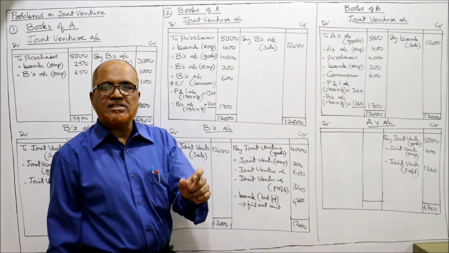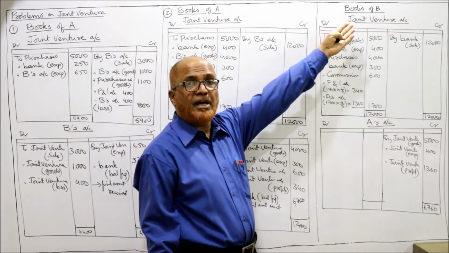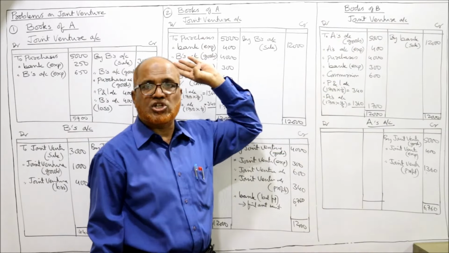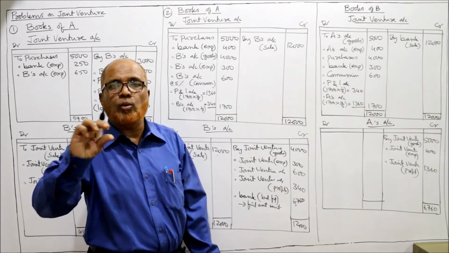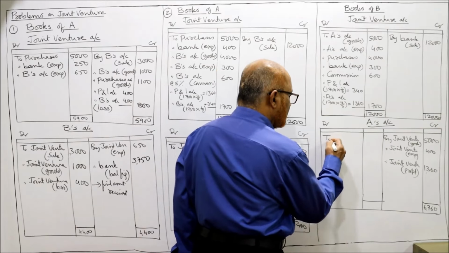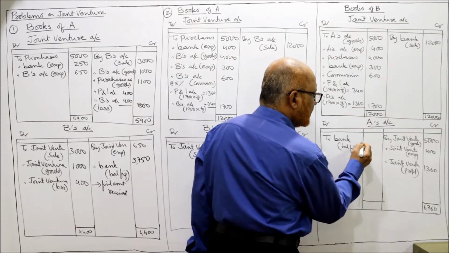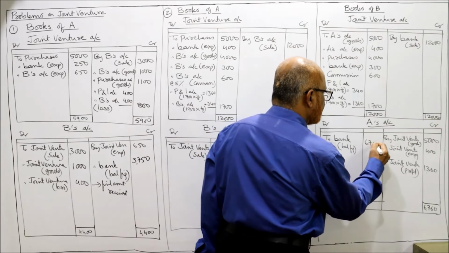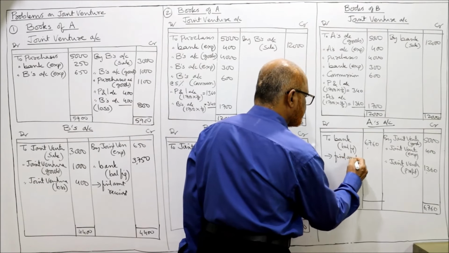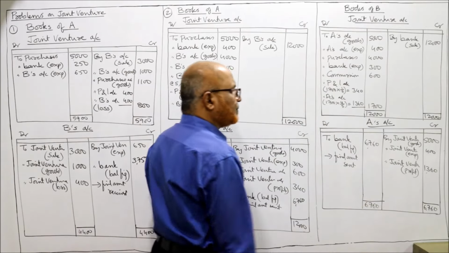Now 6,760 has to be sent. To whom? To A. Who has to pay this? B has to pay. B has to pay 6,760 to A. A's account debit to bank. So we will debit A's account to bank, balancing figure. That is 6,760. Final amount sent. This is 6,760. That's all.